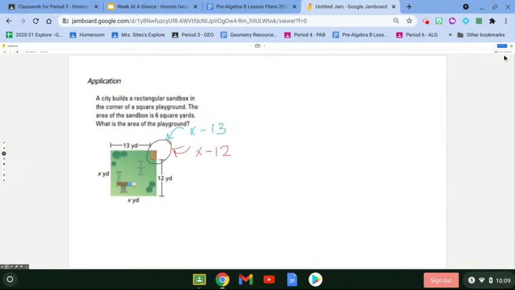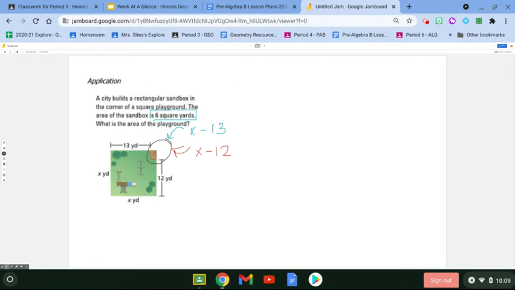Hi, it's Mrs. Seitz, and to pick up where you left off on your factoring lesson, here are some application problems that we're going to see in geometry. If you take a look at this application problem, it says a city builds a rectangular sandbox in the corner of a square playground. The area of the sandbox is 6 square yards, and that's important. What is the area of the playground?